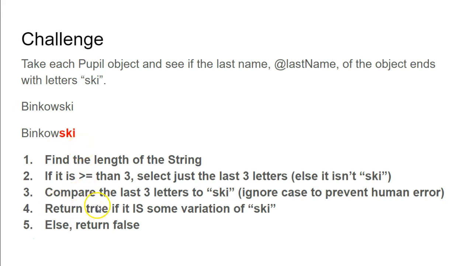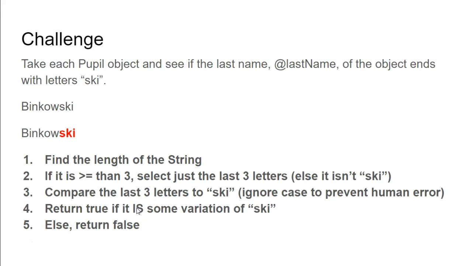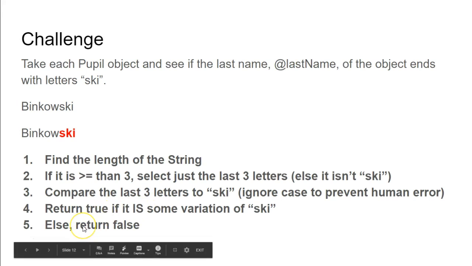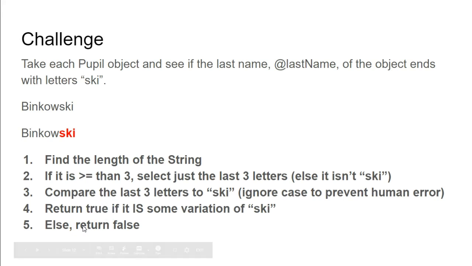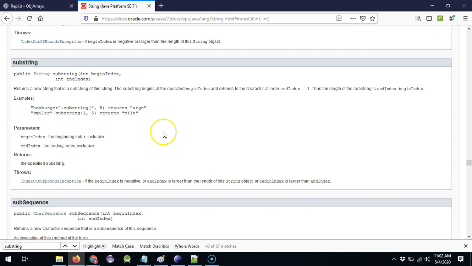If it is some variation of SKI, then we will return the Boolean true, which means yes, this is the name, go ahead and print out our message. If it's not SKI, we're going to return false, which means don't print out a message, this isn't an SKI name, we don't need it. So let's go ahead and take a look at the string class to see what some tools are that are available. Okay, so we are in the string class.